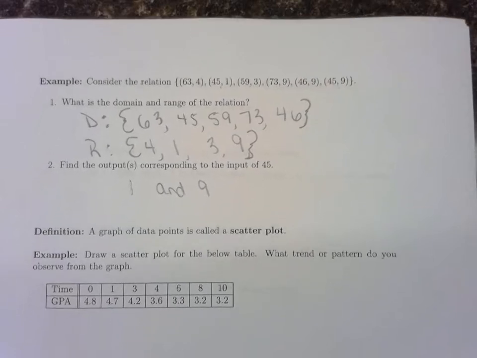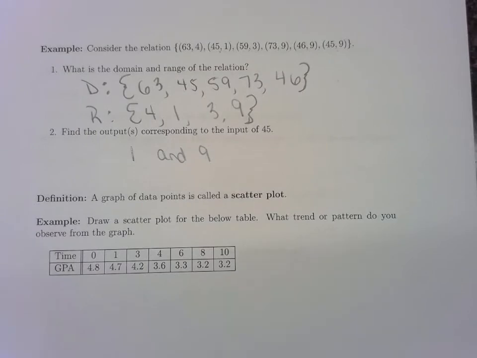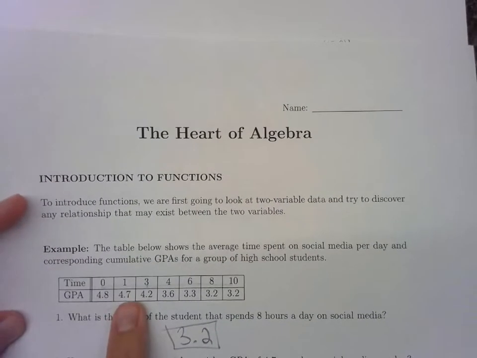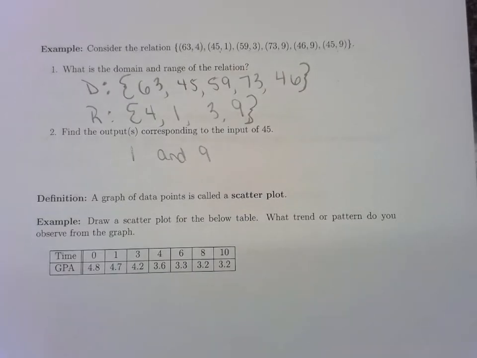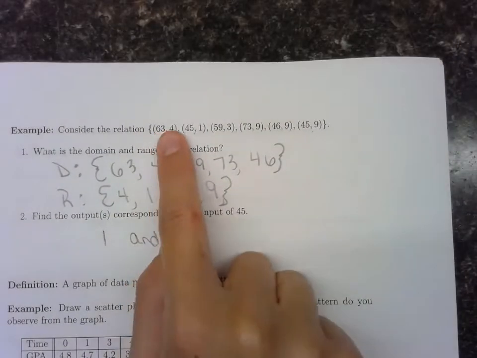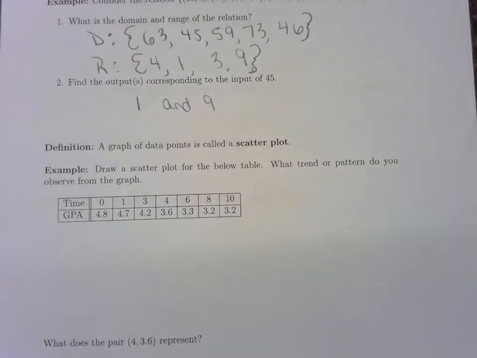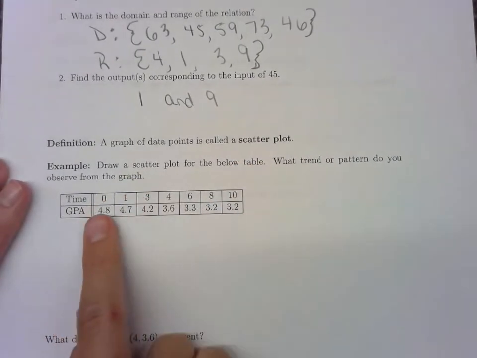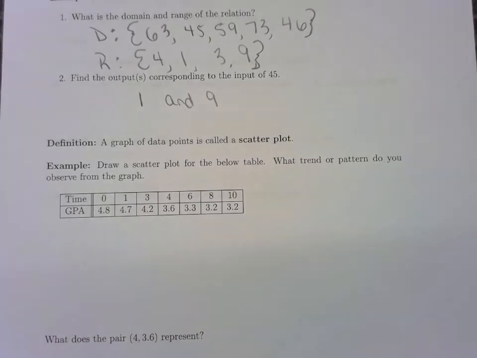Okay, next definition, it says a graph of data points is called a scatter plot. Okay, so for example, looking back at this, we could graph these with our ordered pairs, which should be a review for you guys. This relation, we could graph those, okay, just on our coordinate plane. Okay, and that's actually what we're going to do with the time and the GPA. So it says, draw a scatter plot for the below table. What trend or pattern do you observe from the data?